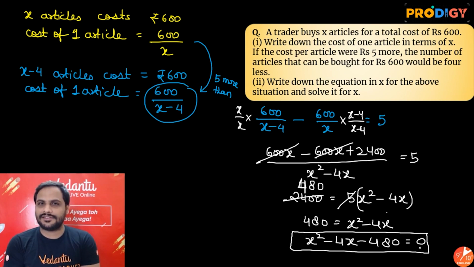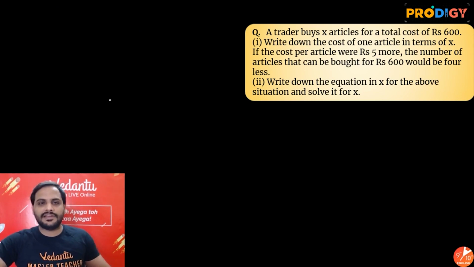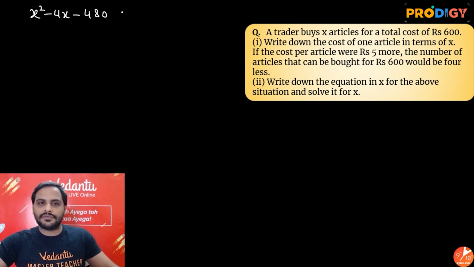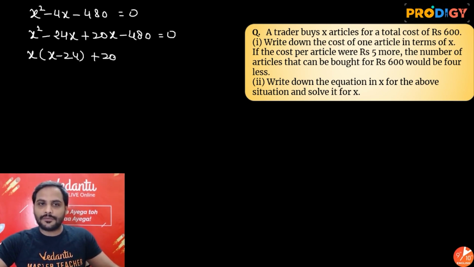And the factorization is very easy. It will be minus 24 and 20. x square minus 4x minus 480 equal to 0. So it will be x square minus 24x plus 20x minus 480 equal to 0. So I will get x into x minus 24, here plus 20 into x minus 24 equal to 0. So we have got x minus 24 into x plus 20 is equal to 0.